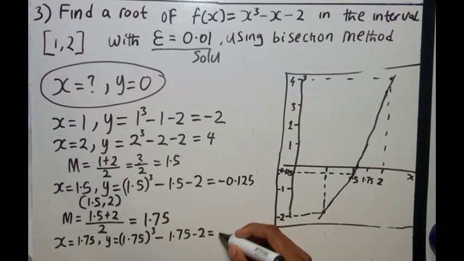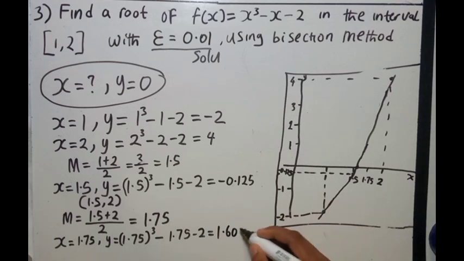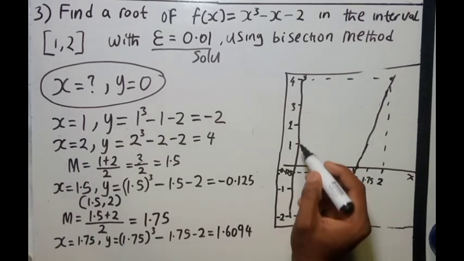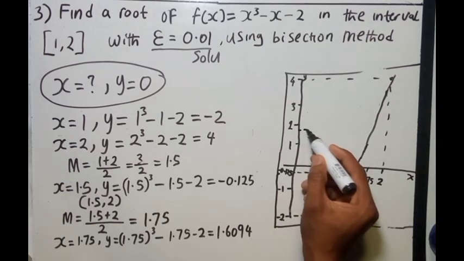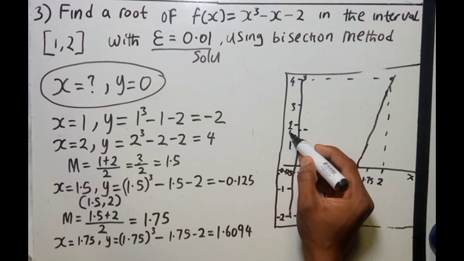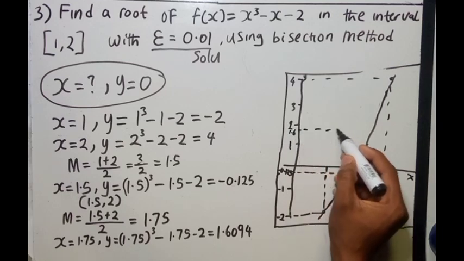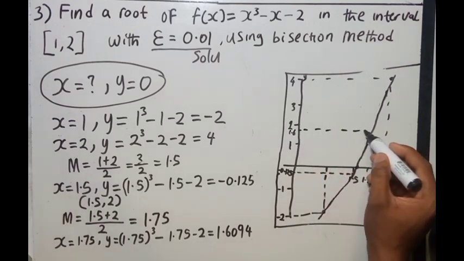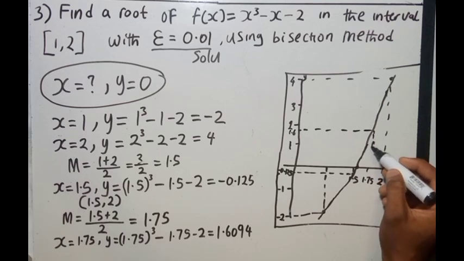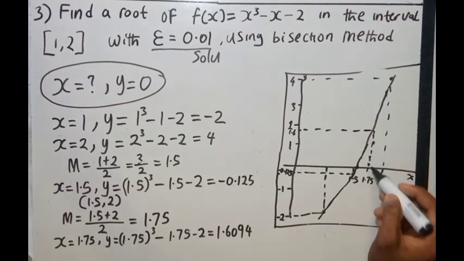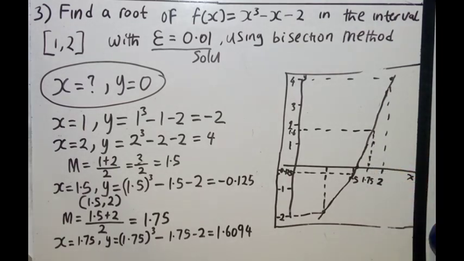Now we'll be having 1.609, let's approximate to 1.6. This is what we'll be having. So approximately this is 1.6. So we'll go to our graph. Let's say here's our 1.6. We'll trace it to our graph. So we have gotten another point.